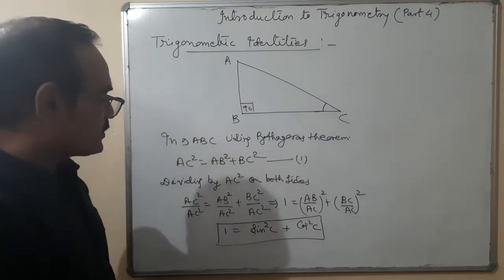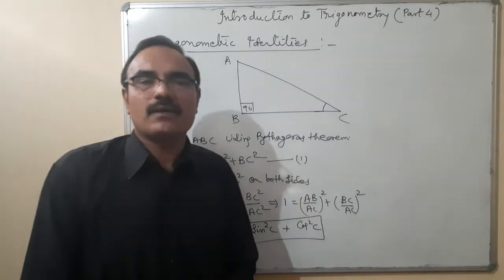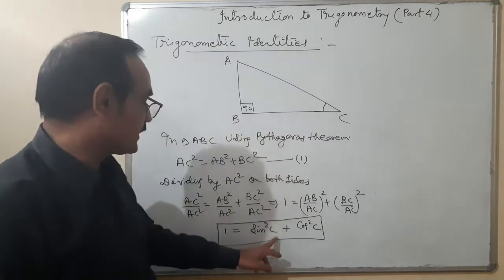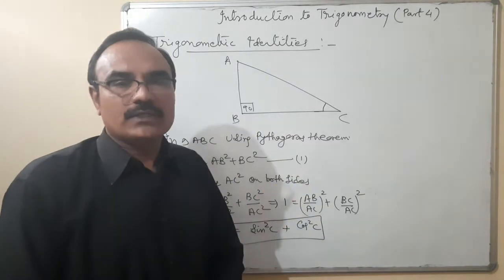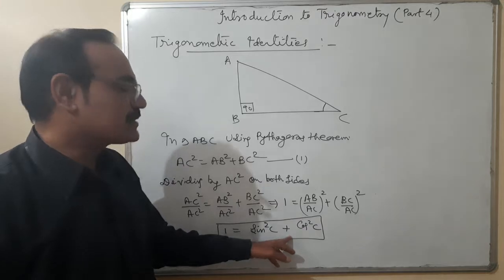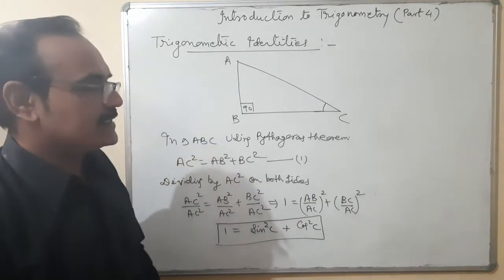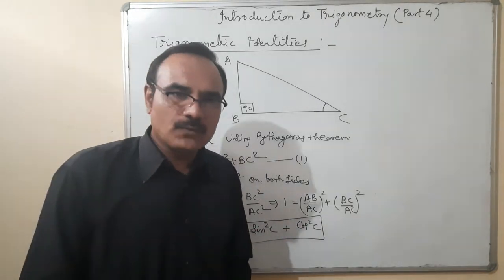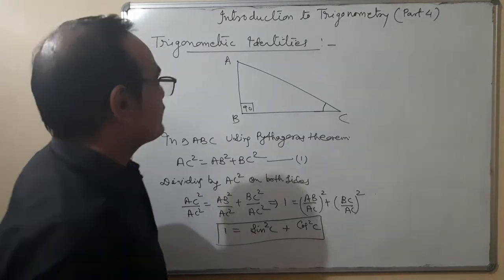Sin square C plus cos square C is equal to 1, or sin square theta plus cos square theta is equal to 1. That means the angle should be the same in both trigonometric ratios, squared with a plus sign, and its value is 1. Like sin square 50 plus cos square 50 is equal to 1. That is 1.